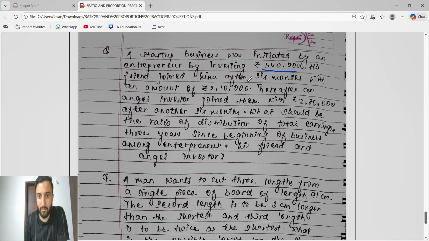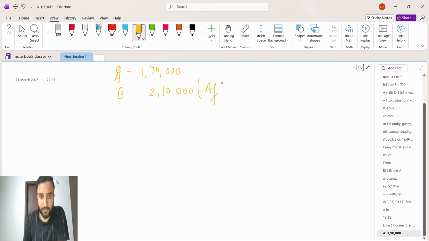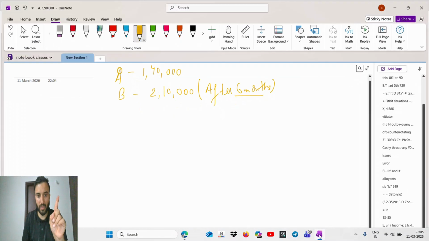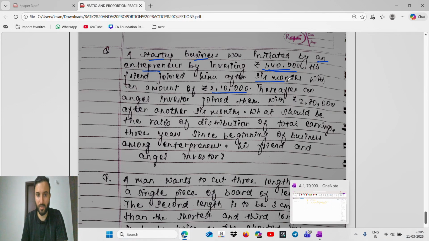his friend joined him after 6 months with an amount of 2,10,000. His friend is B, who joined after 6 months and has given 2,10,000. See, initially a startup business was initiated by an entrepreneur, meaning only one entrepreneur started his business by investing 1,40,000. So suppose A is the entrepreneur who invested 1,40,000. Then his friend joined after 6 months and invested 2,10,000.